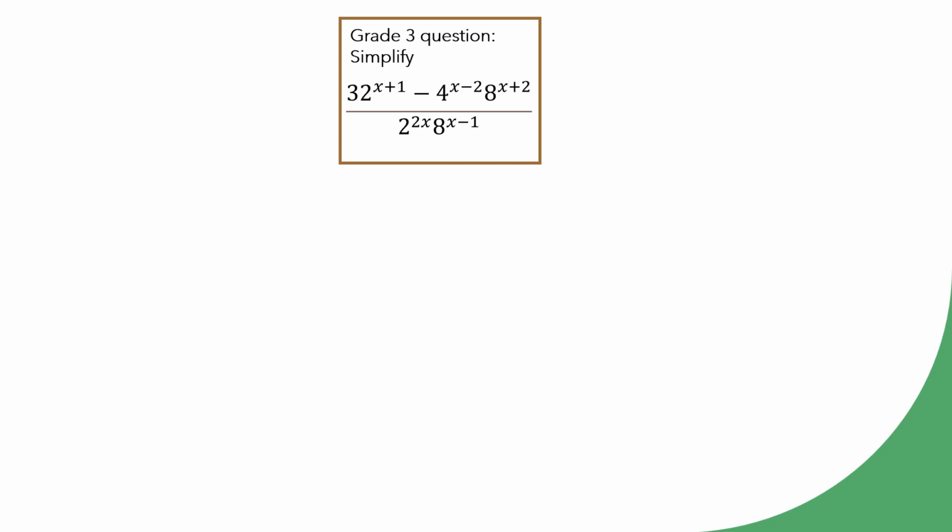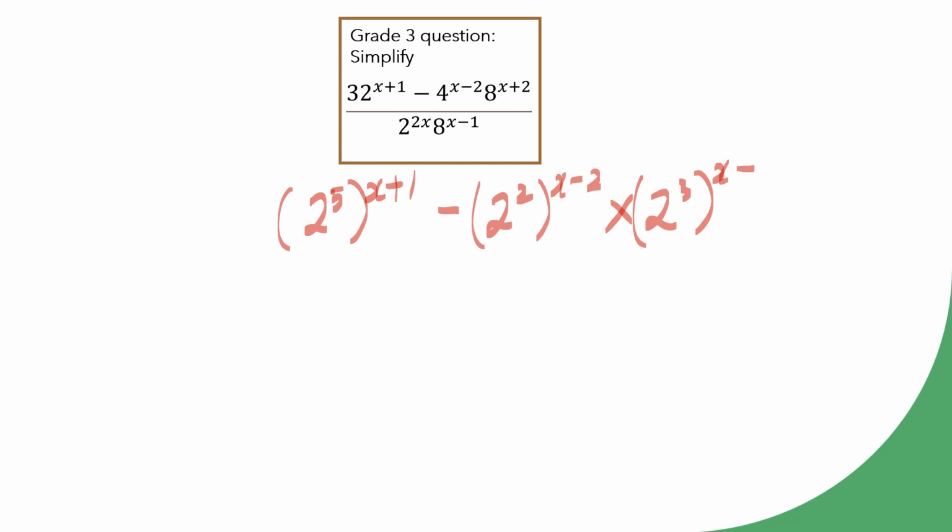Because if you examine all the bases given to you, like 32, 4, 8, 2, 8, you can see that you can actually express all these numbers as base 2. So 32 is 2 to the power of 5, 4 is 2 to the power of 2, and 8 is 2 to the power of 3, over 2 to the power of 2x times 2 to the power of 3.